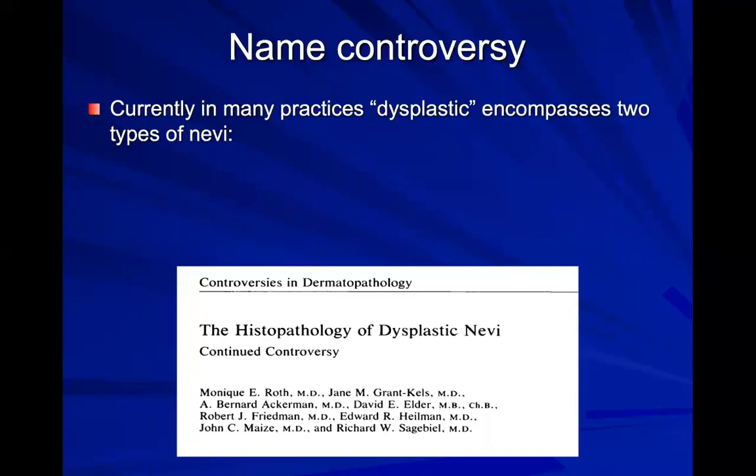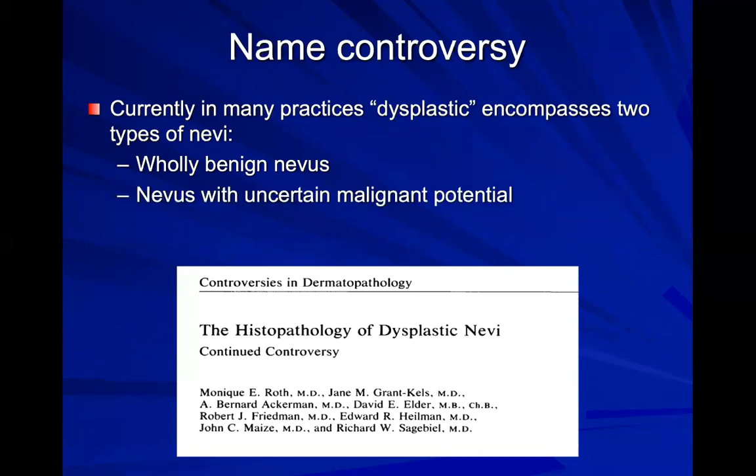So there's a name controversy because currently still in many practices, the term dysplastic encompasses these two types of nevi. One, which is wholly benign, right? It's the one deemed the mild, which we're supposed to disregard that term. And then the other one that has this uncertain malignant potential. And many papers were written back in the day about this controversy, and people were super confused, and people were also talking about different things.